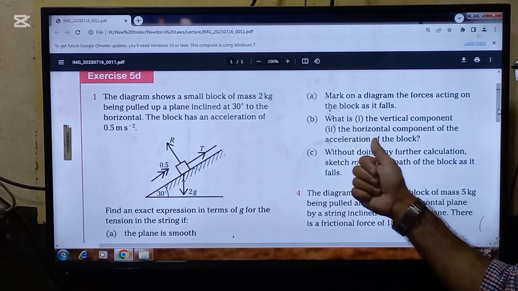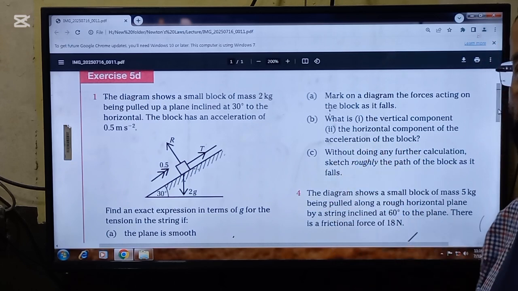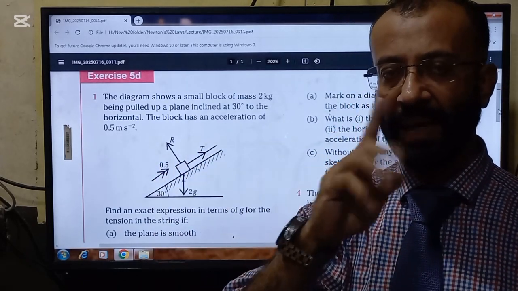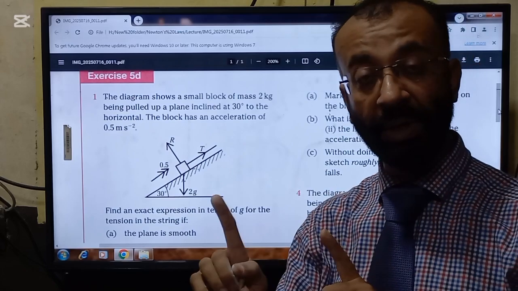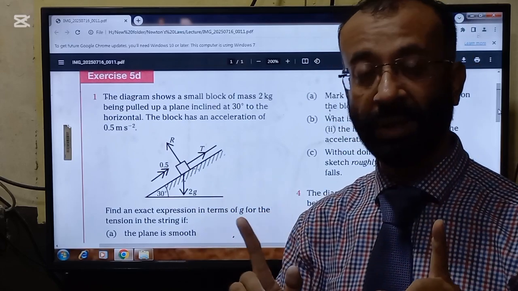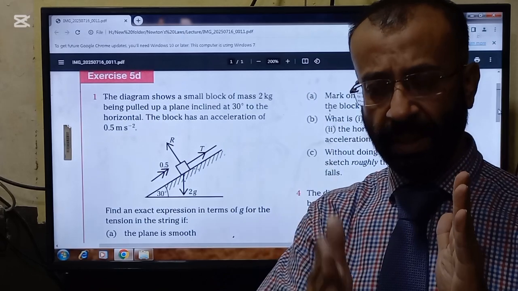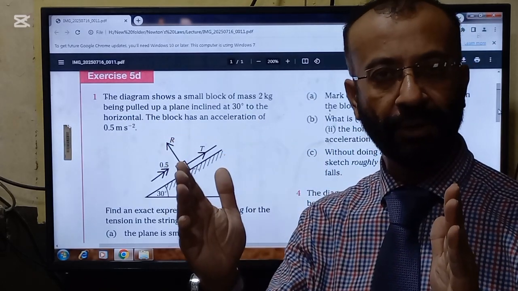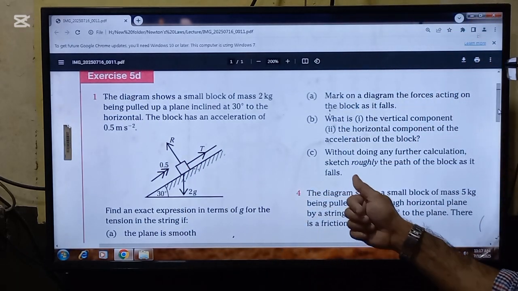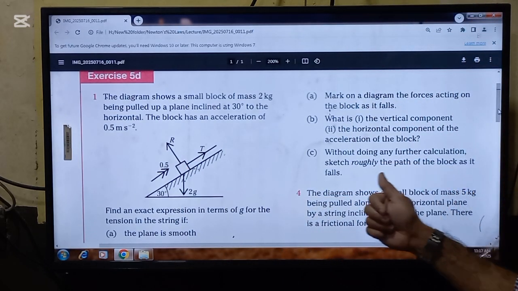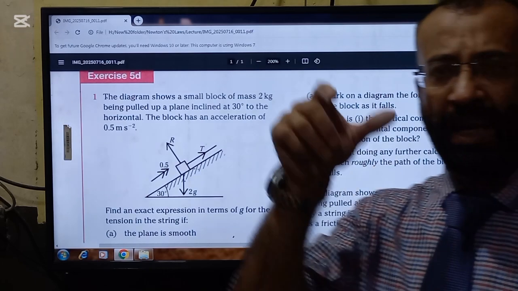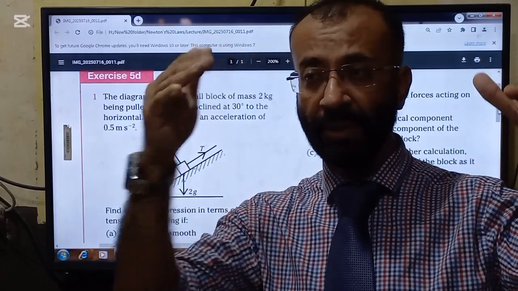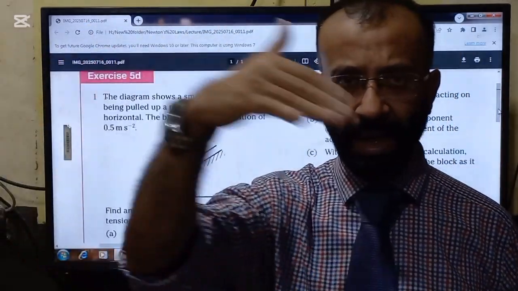Second part is the vertical and the horizontal components of the acceleration. Because the balloon is moving with constant velocity, the horizontal component of the acceleration will be 0. The vertical component will be equal to the acceleration of gravity, that is 10 meters per second square. Okay, the final part is without doing any further calculations, sketch roughly the path of the block. When something is dropped from a horizontally moving balloon, the path will be like this, a projectile motion.